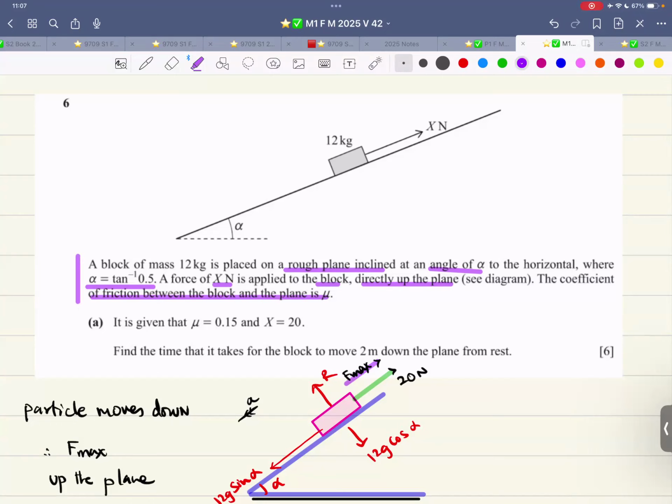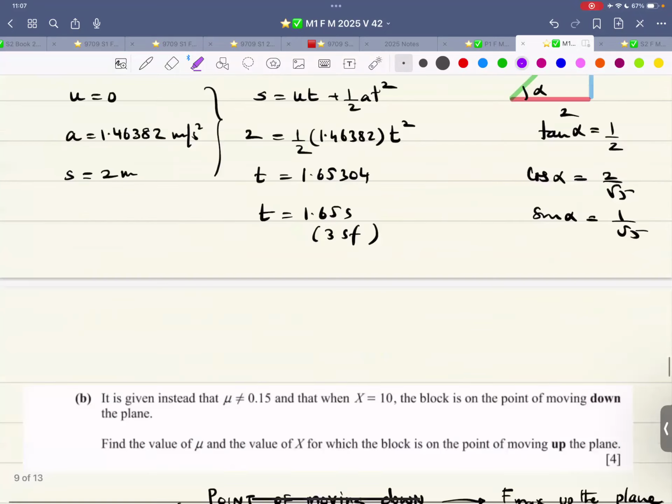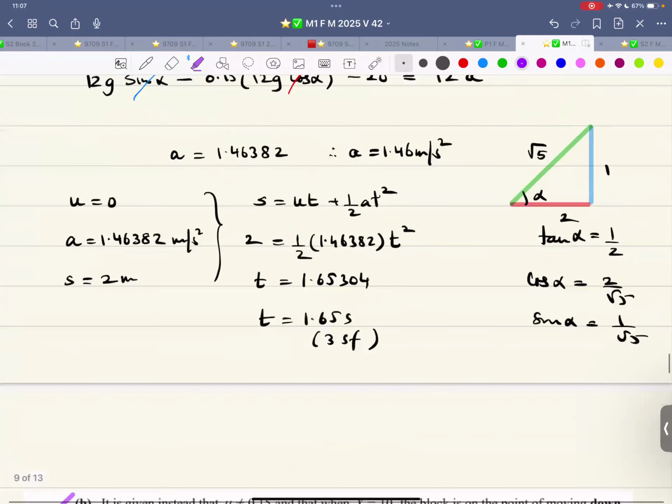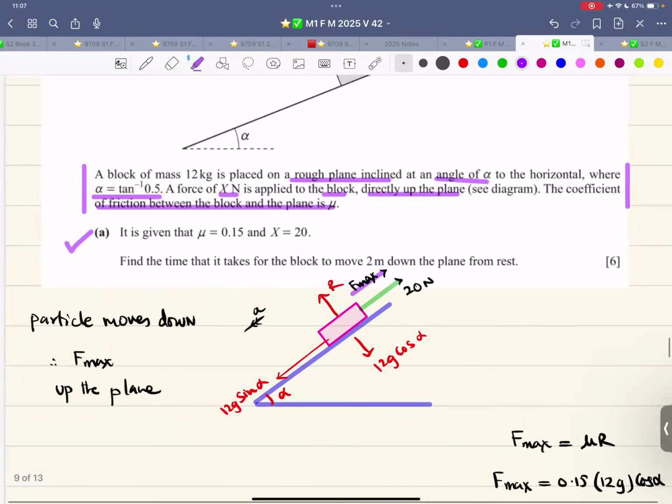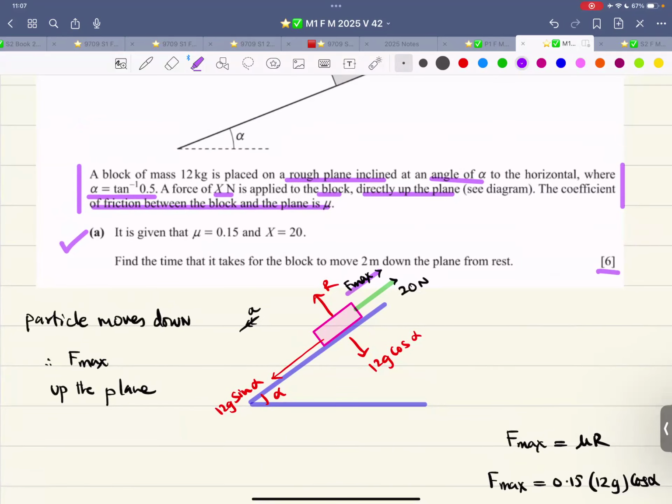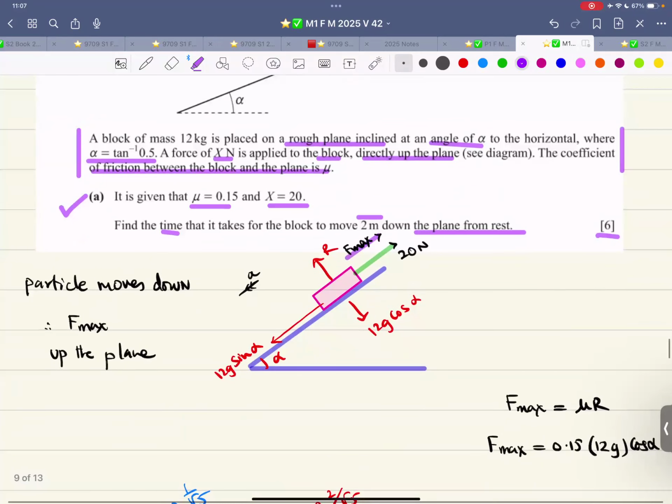Now, this paragraph over here, that is for the whole question, whether it's part A, whether it's part B, it's for the whole question. Now, for each, either you are given the value of mu or you are asked to evaluate mu. Now, in the first part, for 6 marks, they have given us mu. They have given us X. They are asking, find the time it takes for the block to move 2 meters down the plane from rest.